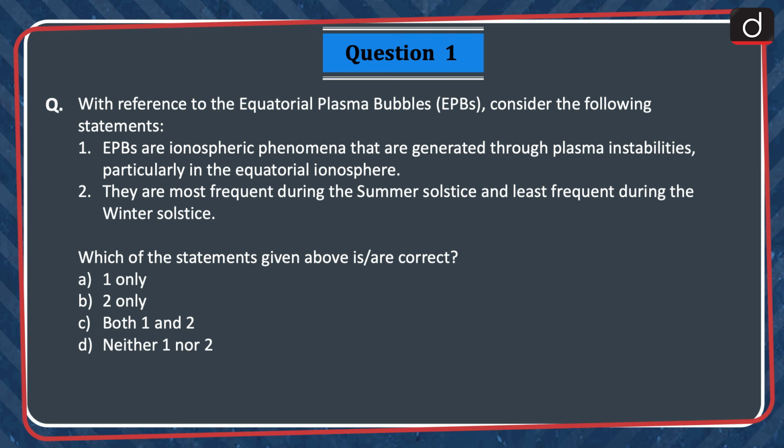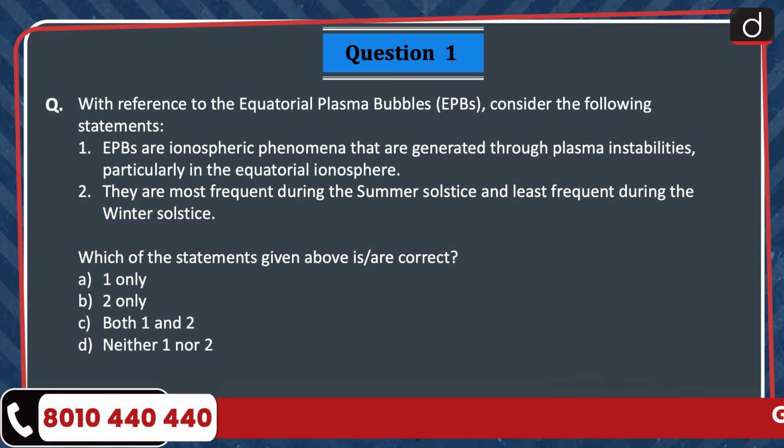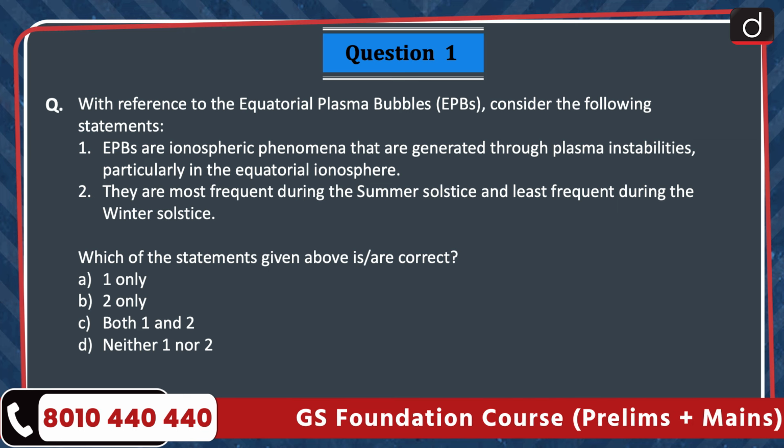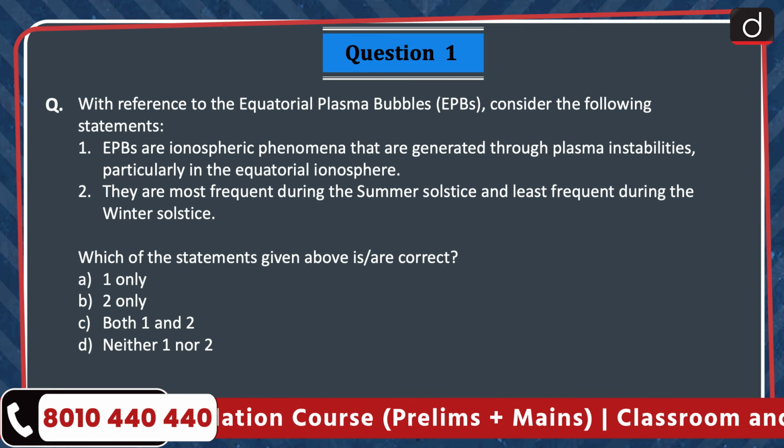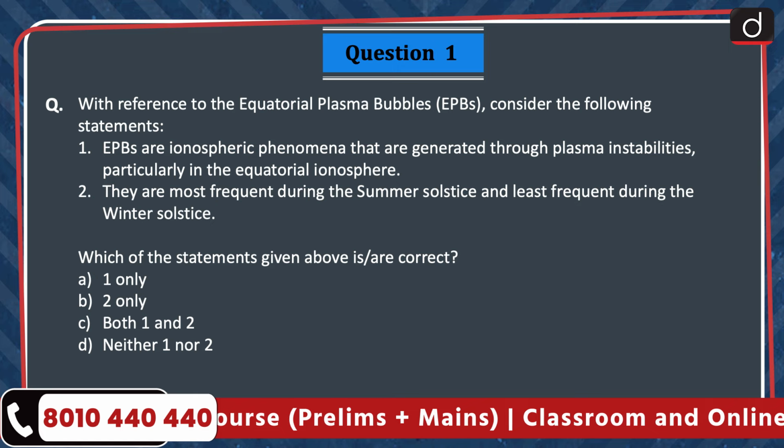First question is, with reference to the equatorial plasma bubbles, consider the following statements. 1. EPBs are ionospheric phenomena that are generated through plasma instabilities, particularly in the equatorial ionosphere. 2. They are most frequent during the summer solstice and least frequent during the winter solstice. Which of the statements given above is or are correct? 1 only, 2 only, both 1 and 2, or neither 1 nor 2. The correct answer is option A, 1 only.